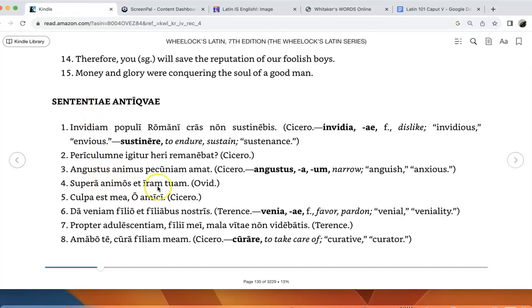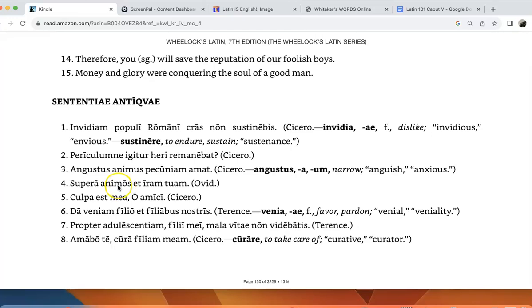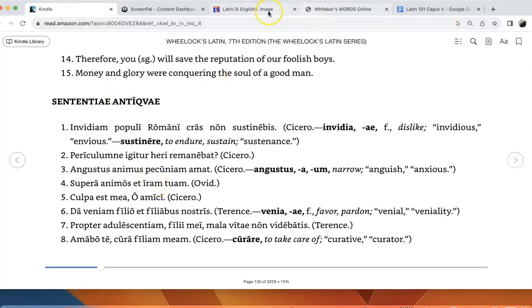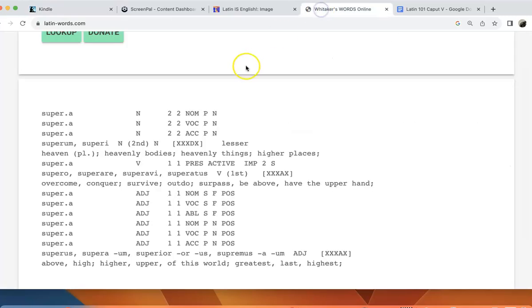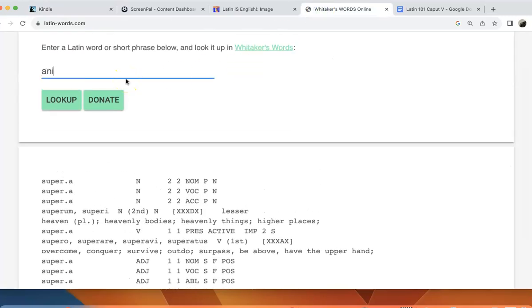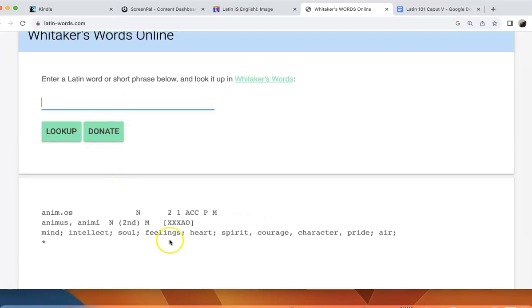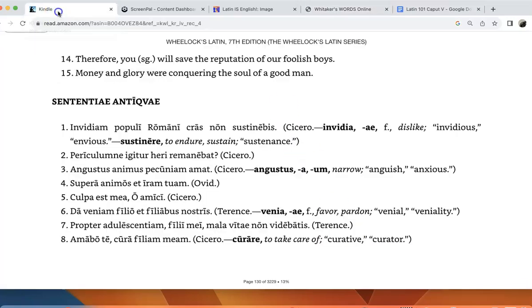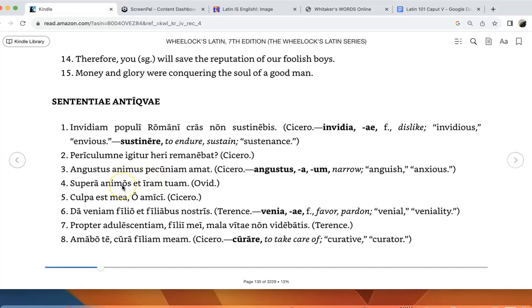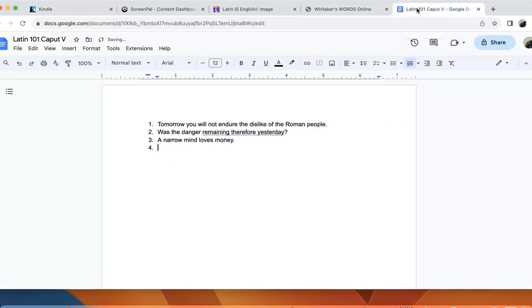So conquer your animos et iram. So conquer your minds and anger. Now, animus can also have many different meanings. Could be mind, intellect, soul, feelings, heart, spirit, courage, pride. So maybe pride might make more sense in this context. Again, without looking at the original context, it's kind of hard to say, but I think I'm going to go with that one just based on the context.